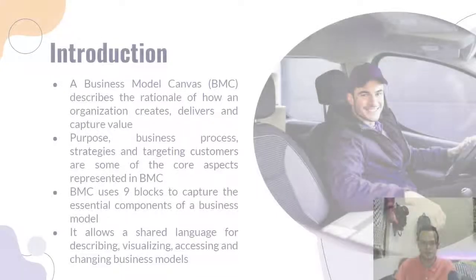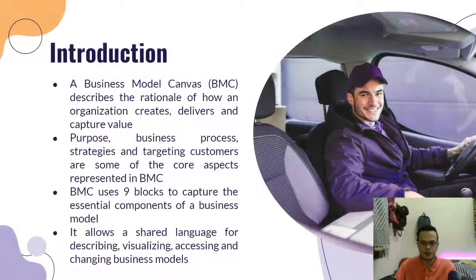So for the introduction, a business model describes the rationale of how an organization creates, delivers, and captures value. The purpose, business process, strategies, and targeting customers are some of the core aspects represented in the business model. The business model canvas, also known as BMC, uses 9 main blocks to capture the essential components of a business model.